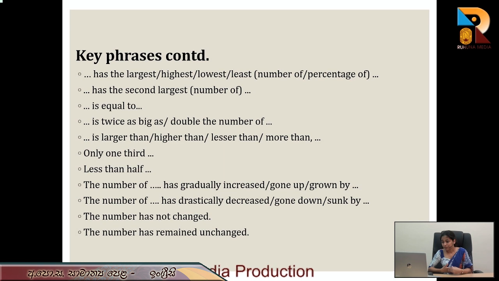And once again, if you want to make more contrasts, you can say this is twice as big as this. And if you want to say this is half the number of this, right?